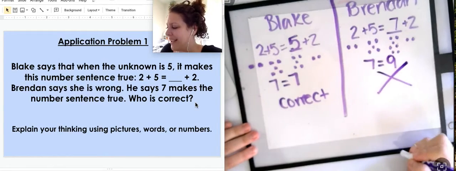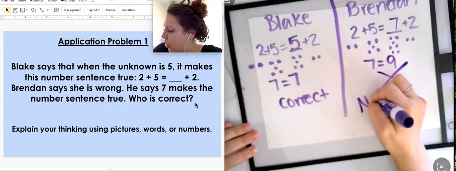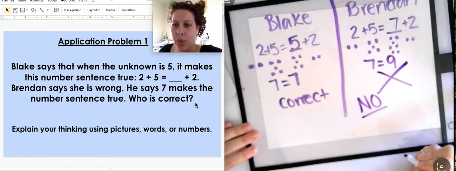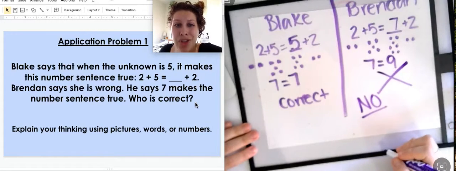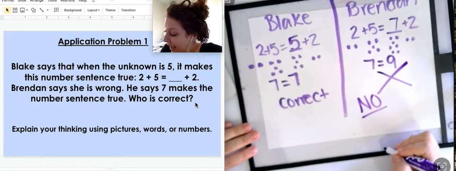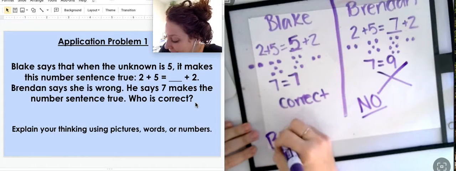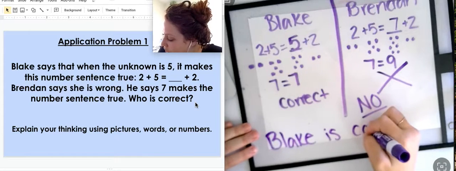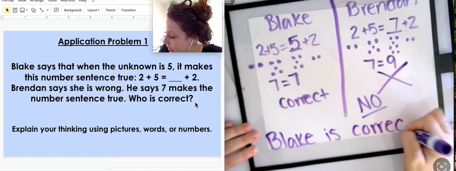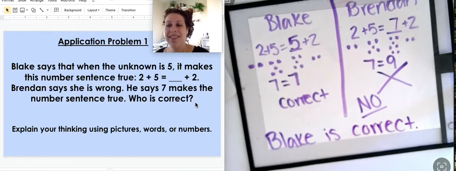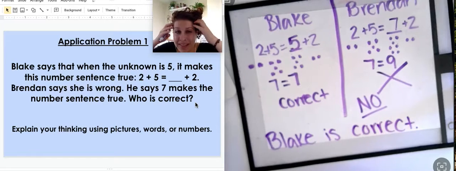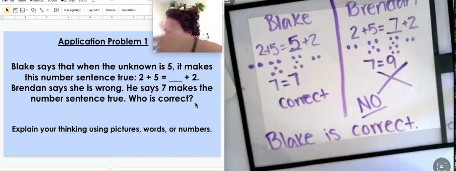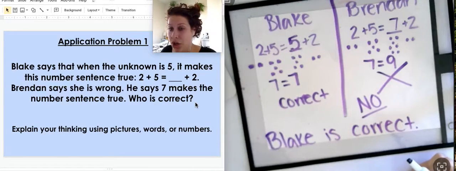So I'm going to make an X. No. I'm writing the word no. Brendan's wrong. So just to show my point again, I'm going to write Blake is correct. This is what we expect to see when you're showing your thinking. Everything that's going on in your brain, we want you to put on paper.